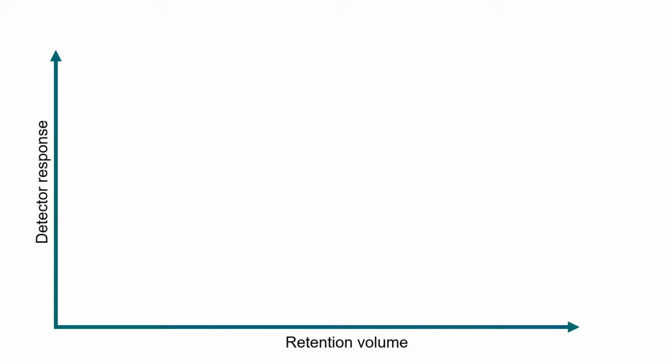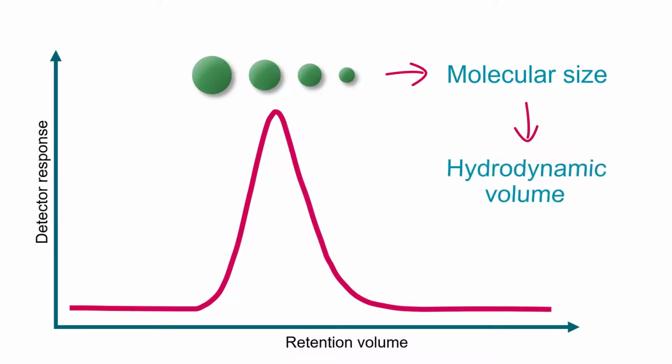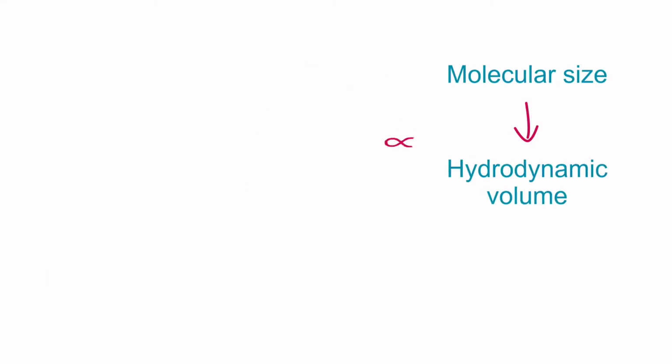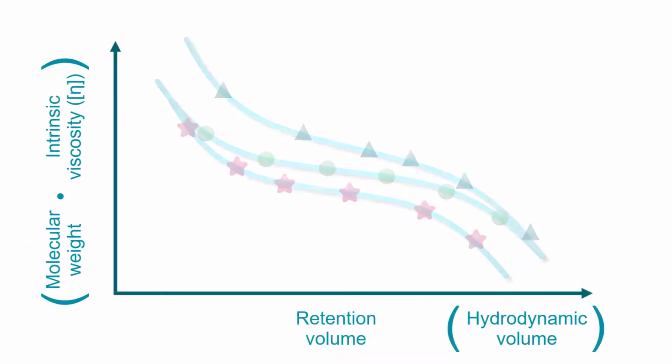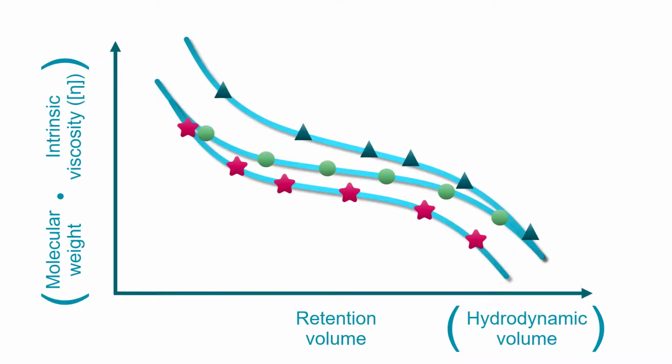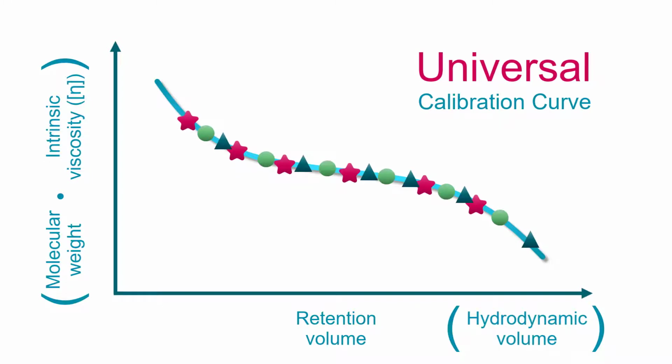Think of it like this. A molecule's retention volume in GPC-SEC is based on its molecular size, or hydrodynamic volume, which in turn is determined by a molecule's intrinsic viscosity and molecular weight. Therefore, if molecular weight times intrinsic viscosity is plotted against retention volume, then a single universal calibration curve emerges, which includes samples of different types and structures.